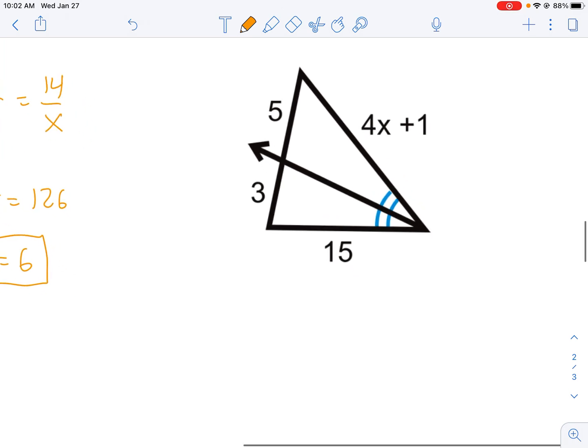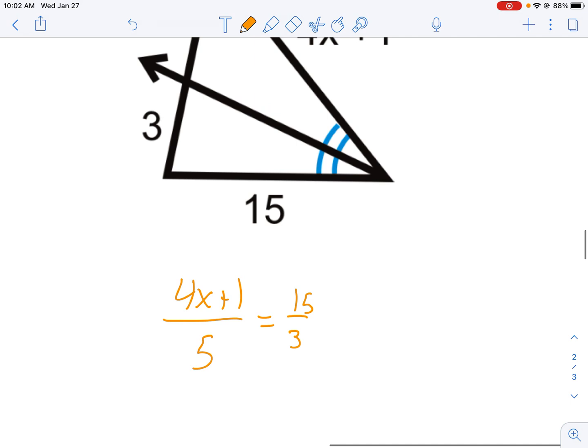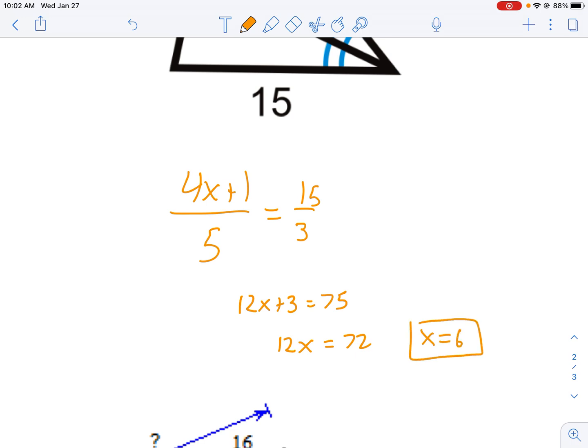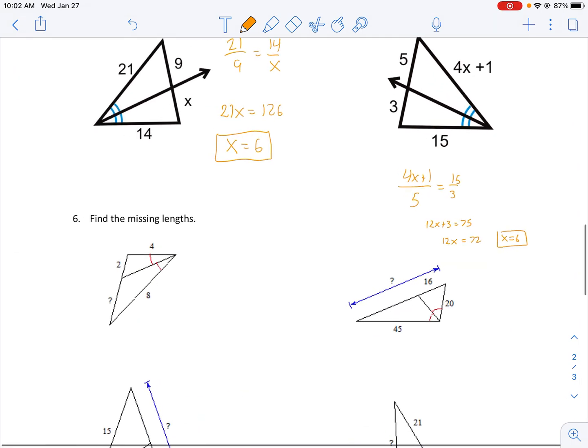Coming over to this problem, we can say 4x plus 1 over 5. And remember, this is true because we have a bisector here. These two small angles are congruent to each other. So we have 4x plus 1 over 5 equals 15 over 3. You can cross multiply, giving us 12x plus 3 equals 75. Subtract, and you get 12x equals 72. Divide, and you get x equals 6. Divide by 12. All right.